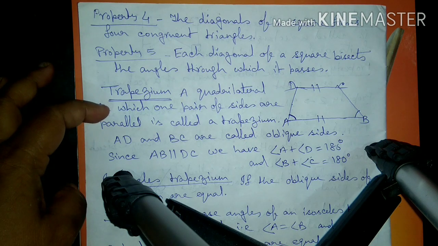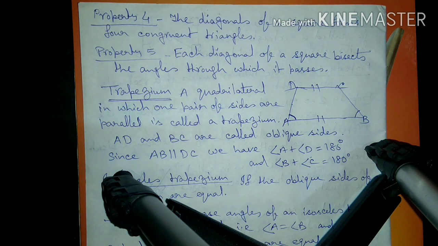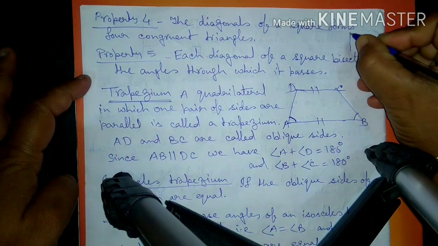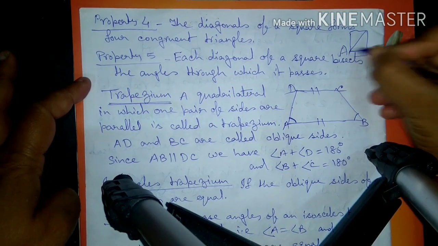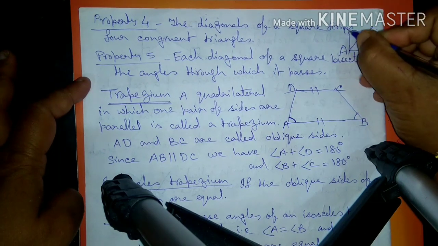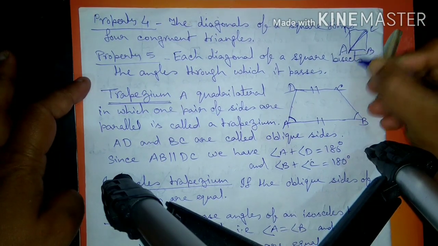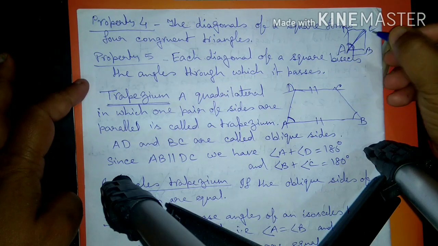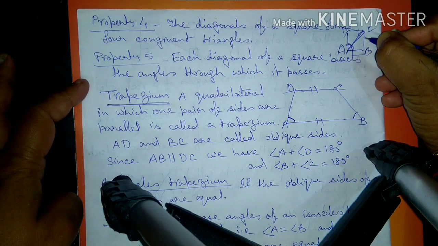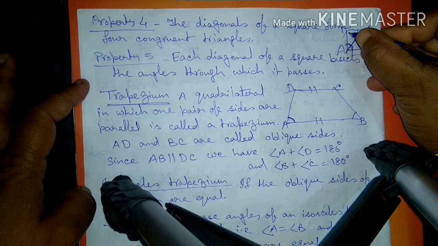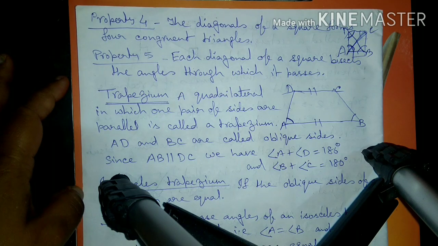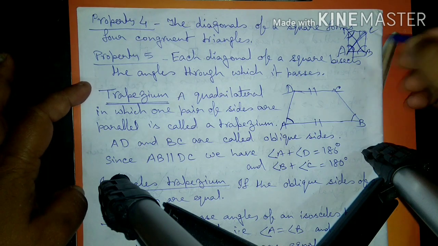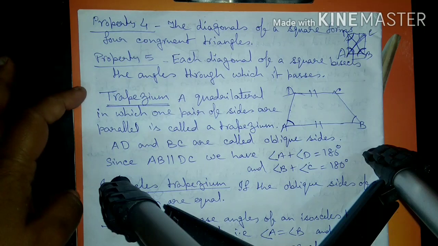The diagonals bisect the angles also through which they pass. Suppose if I draw the square, this is the square, okay, so this is A, B, C, D. So this bisects the angles also. AC bisects angle A also, angle C also. BD, this is another diagonal, bisects angle D also, angle B also. So that is the fifth property. Okay, through which it passes, they bisect those angles also.